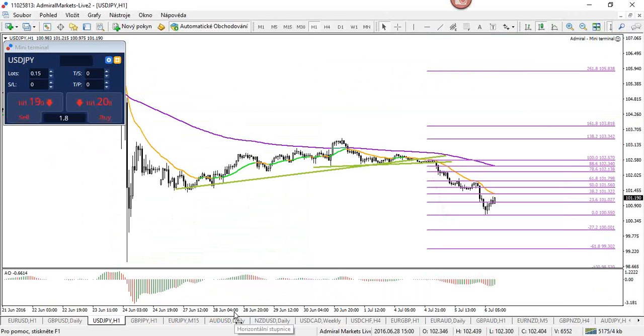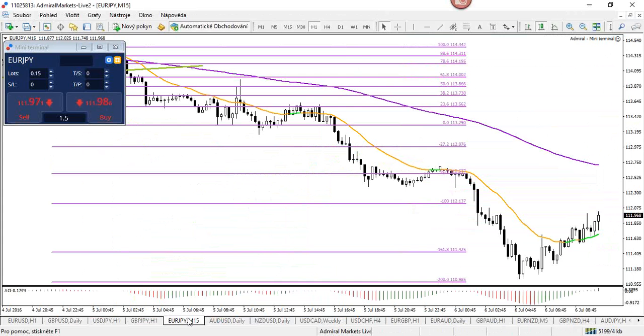All right, any other wave analysis you would like to take a look at? Or any questions on wave analysis? Any questions on these currency pairs? Any particular pair you would like to take a look at?